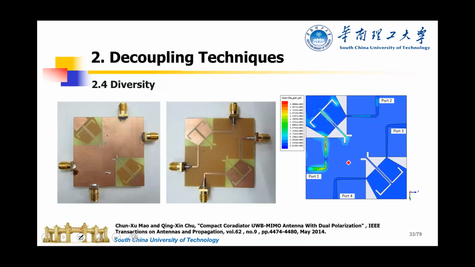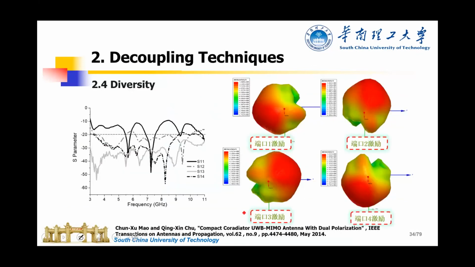Also, the four-element MIMO antenna. This is 1, 2, 3, 4 per element. The antennas just have different polarizations, so they have good isolation. So these are the patterns.